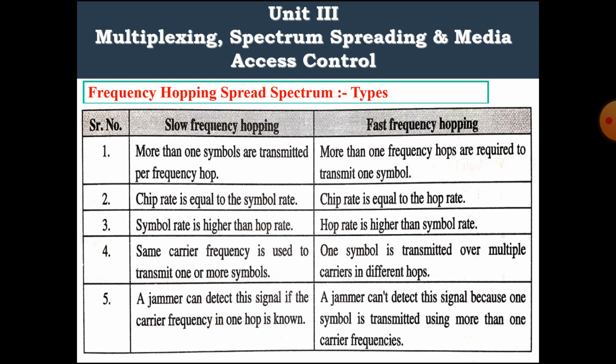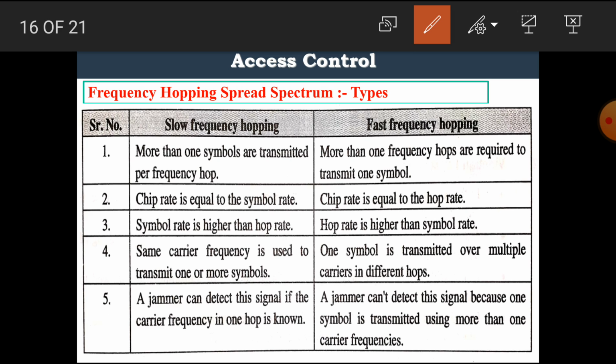Okay, there are mainly two types of frequency hopping spread spectrum: slow frequency hopping and fast frequency hopping. Let's see the difference between them. In slow frequency hopping, more than one symbol is transmitted per frequency hop. In fast frequency hopping, more than one frequency hop is required to transmit one symbol.